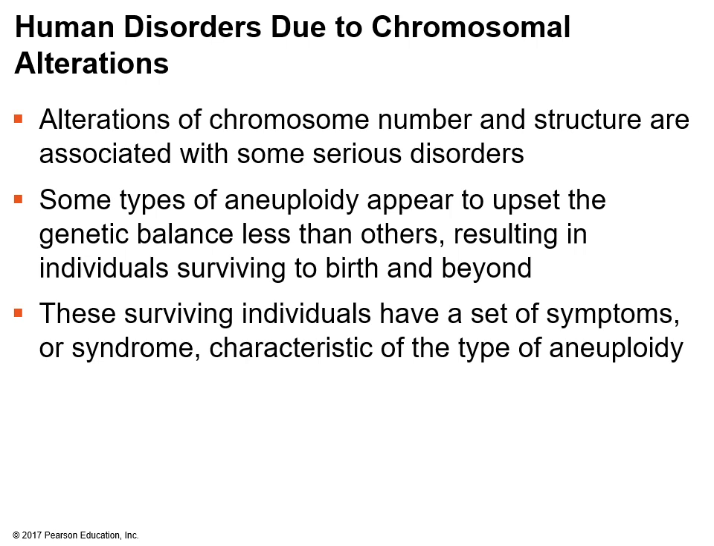Alterations of chromosome number and structure are associated with some serious disorders. Some types of aneuploidy appear to upset the genetic balance less than others, resulting in individuals surviving to birth and beyond. These surviving individuals have a set of symptoms or syndrome characteristic of the type of aneuploidy. Remember, students, aneuploidy is just a different number of chromosomes in an individual, and it's a result of non-disjunction. So non-disjunction in meiosis causes aneuploidy.